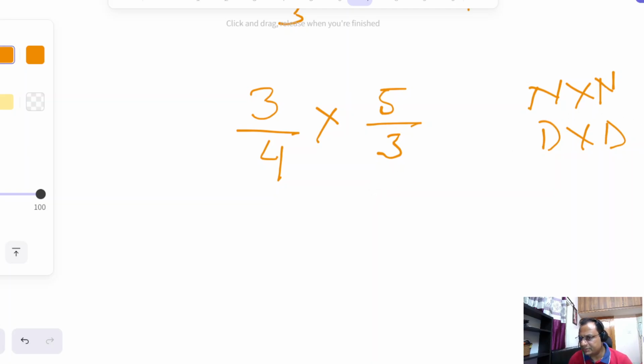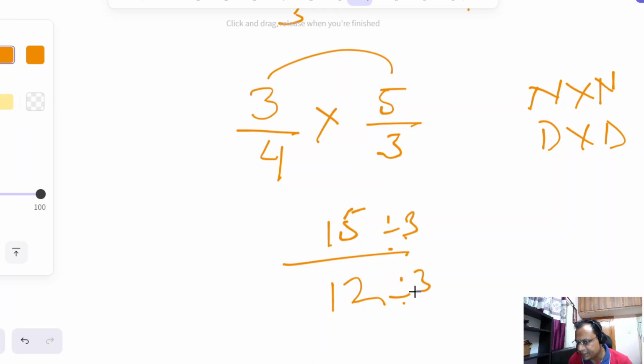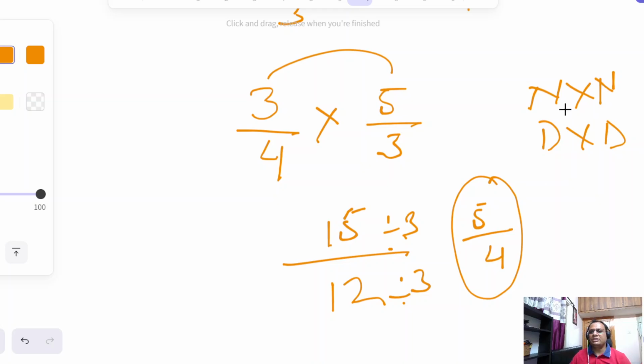Else, if you just follow this, the numerator with the numerator, 3 into 5 is 15 and 4 times 3 is 12. Not wrong. But what happens? You have to reduce them to the lowest term. So I'll end up dividing this with 3. So 15 divided by 3 is 5, 12 divided by 3 is 4, 5 by 4 is my answer. Because I just multiplied numerator with numerator, denominator with denominator.